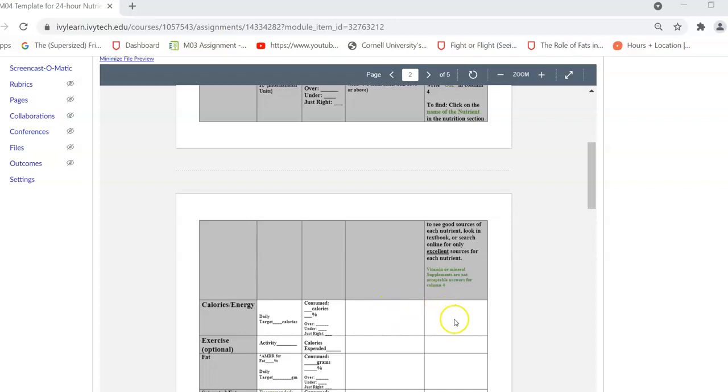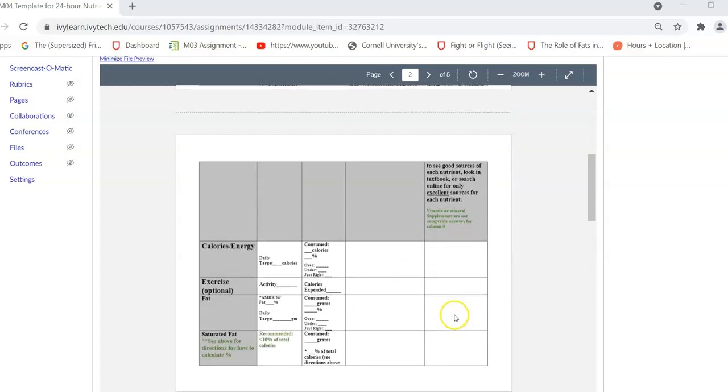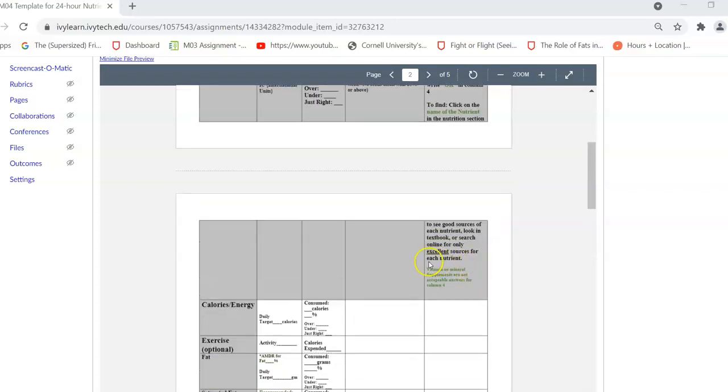Column 4, if you were over or under, you need to say 3 specific ways you are going to improve your intake so that it is closer to your daily target. If you were just about right, you can just write the words okay. Just a small note, vitamin and mineral supplements are not acceptable answers. So you cannot say, I'm just going to take a vitamin D supplement. No, you have to look for foods.